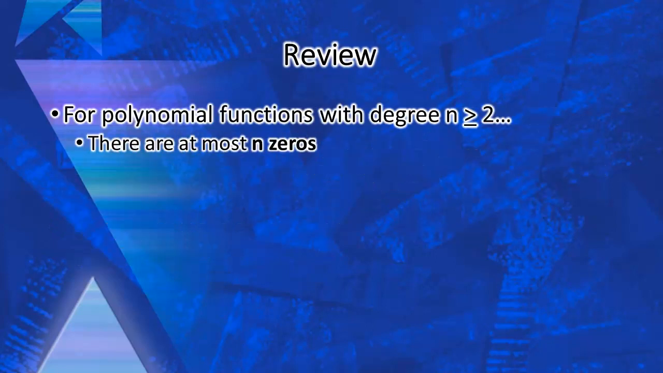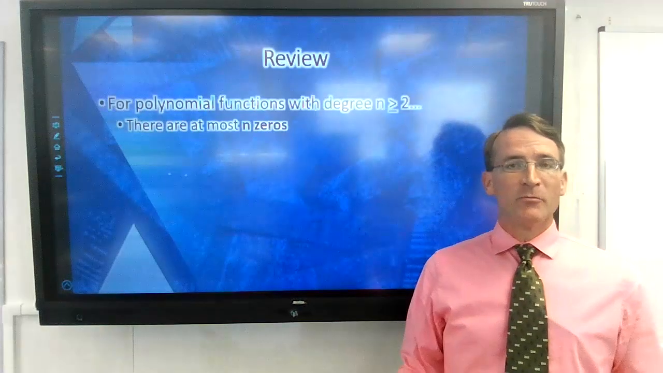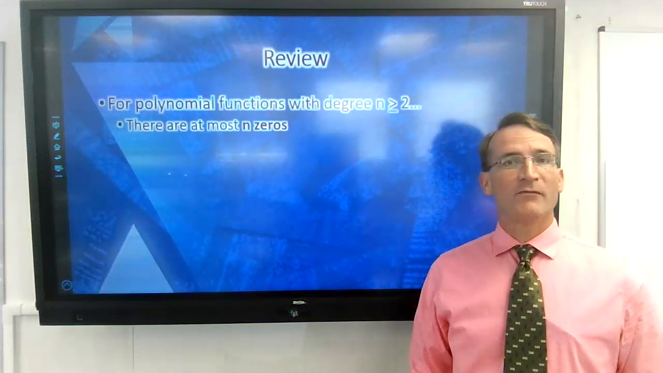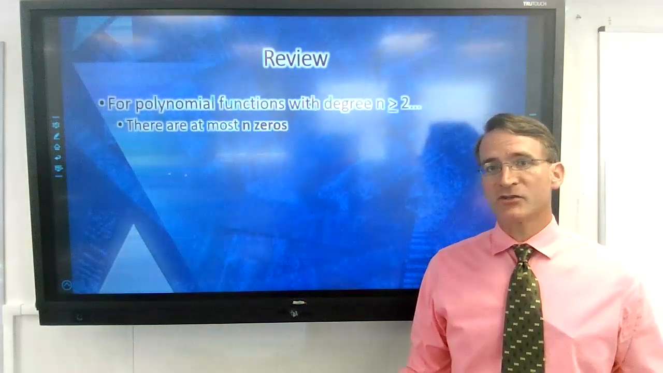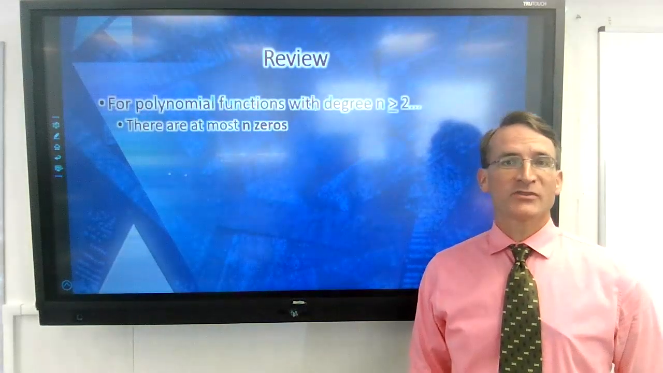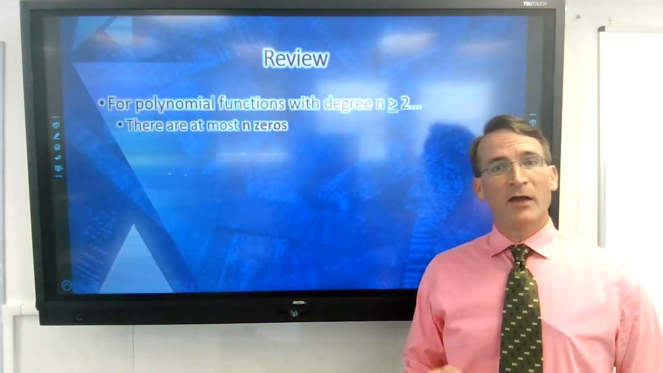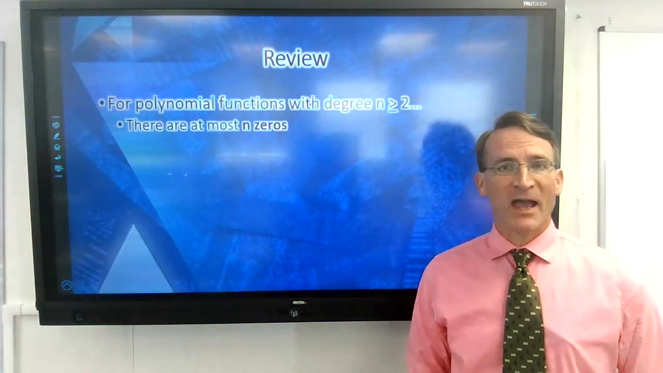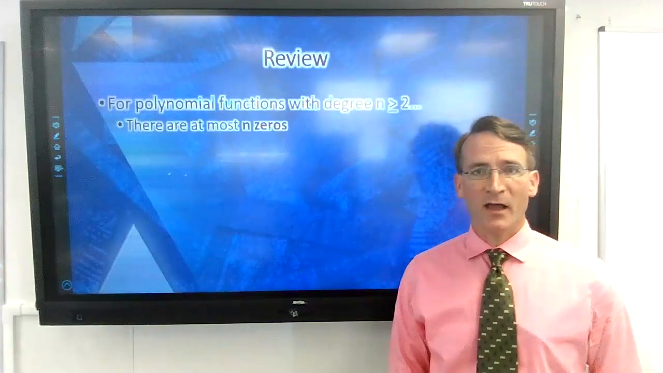For polynomial functions with degrees greater than or equal to 2, we know that there are at most n number of zeros. If I have a cubic function, the most number of zeros that I can have is 3. If I have a quadratic, where x squared, the most zeros I can have is 2. I don't necessarily have to have 2, I could have fewer than that, but that is the maximum number of zeros that I can have.